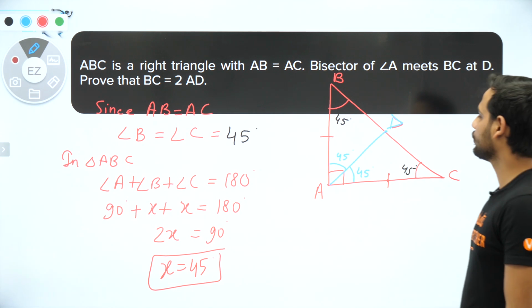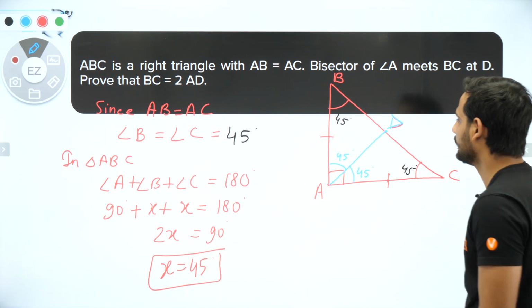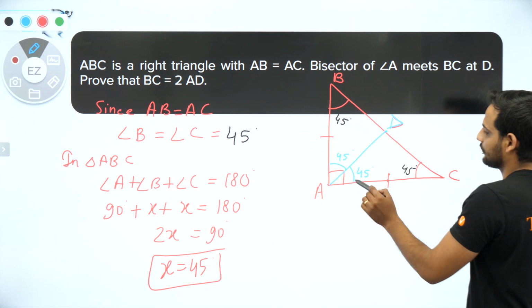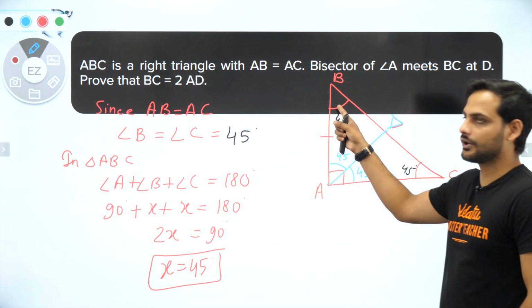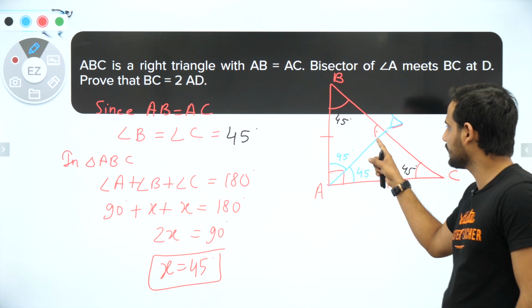Now if I want to find out the values of these angles here, you can say this is 45, this is 45, this is 45, 45. So 45 plus 45 is 90. And the sum of these three angles of the triangle should be equal to 180.